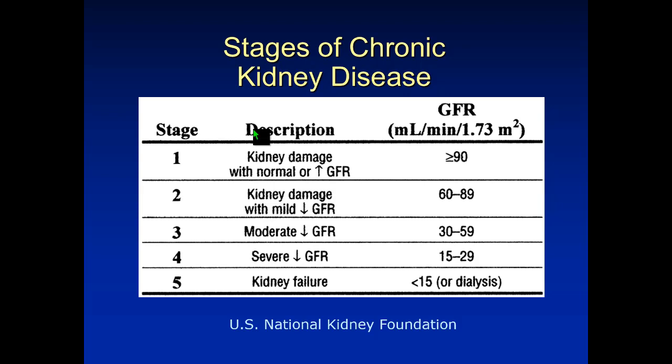Now, the U.S. National Kidney Foundation has categorized chronic kidney disease into 5 stages, and the patients who are at the greatest risk for contrast-induced nephropathy are those with at least stage 3 or greater chronic kidney disease, that is, with a GFR of less than 60.